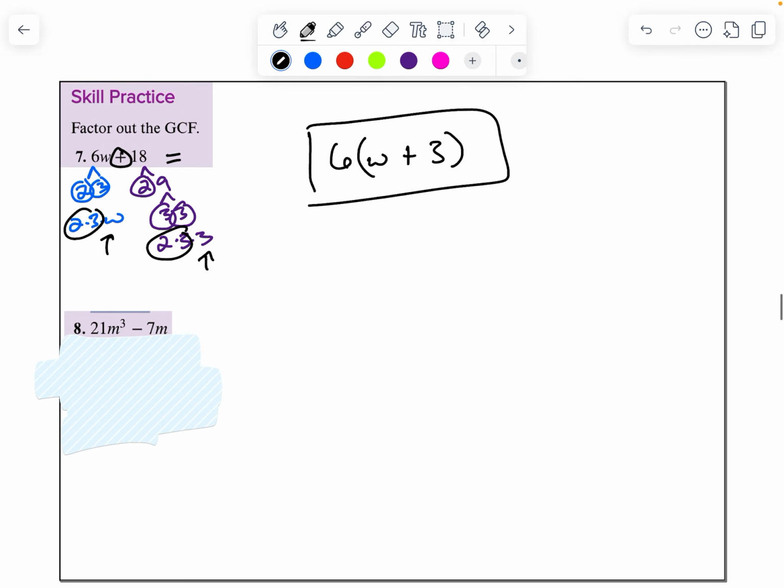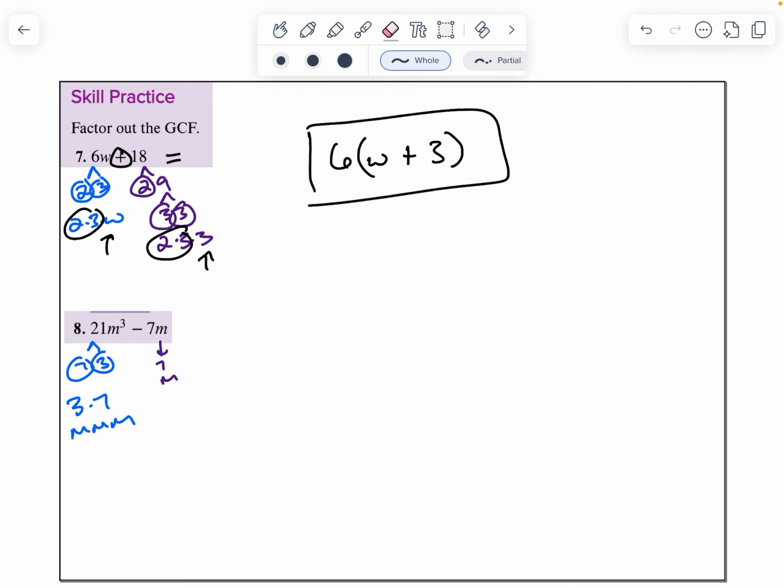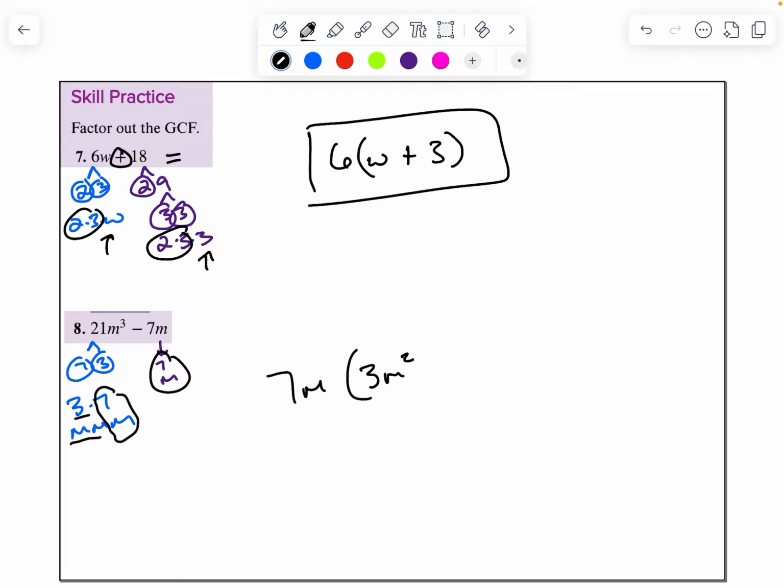For the second problem down here, 21m to the third minus 7m, find the GCF. They both have a 7 and an m in common. And if I took the 7m out of the first one, I would have 3m squared, right? If I took the 7m out of the second one, notice that there's nothing left there, so we would just call that a 1. And notice I maintained the sign in between.